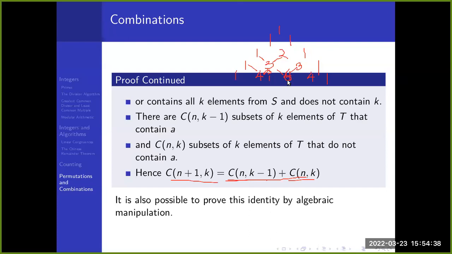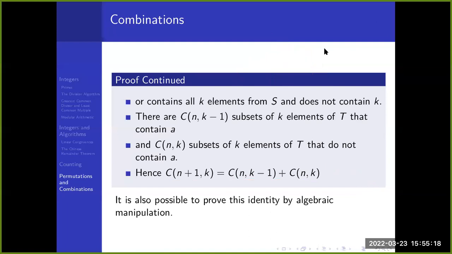So this one should be something like 4 combination 2. 4 combination 2 is the same as 3 combination k minus 1, which is 1, plus 3 combination 2. Both of these are 3. Those are these two 3s that we have up here, and we have a 6 here.